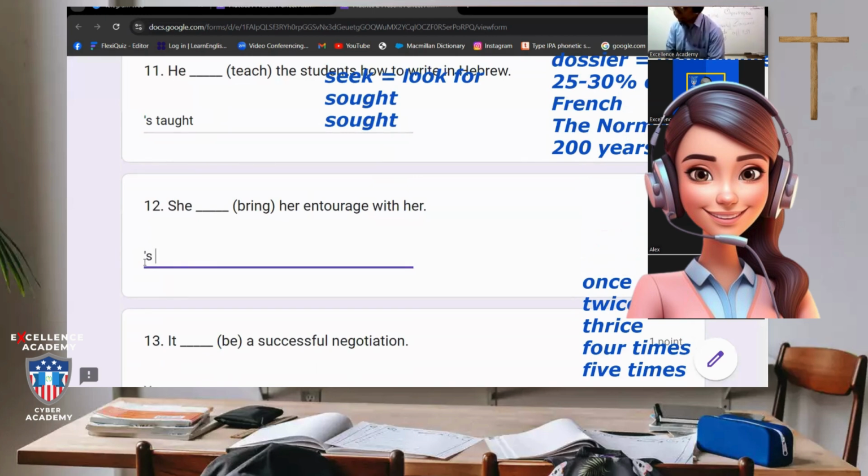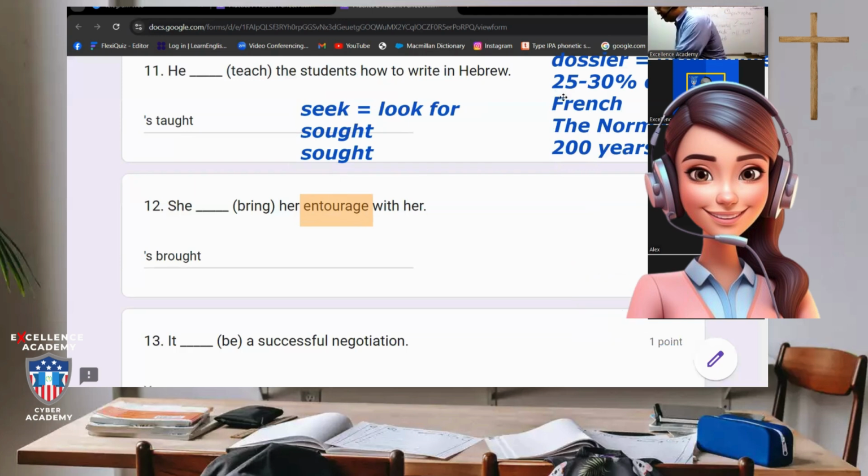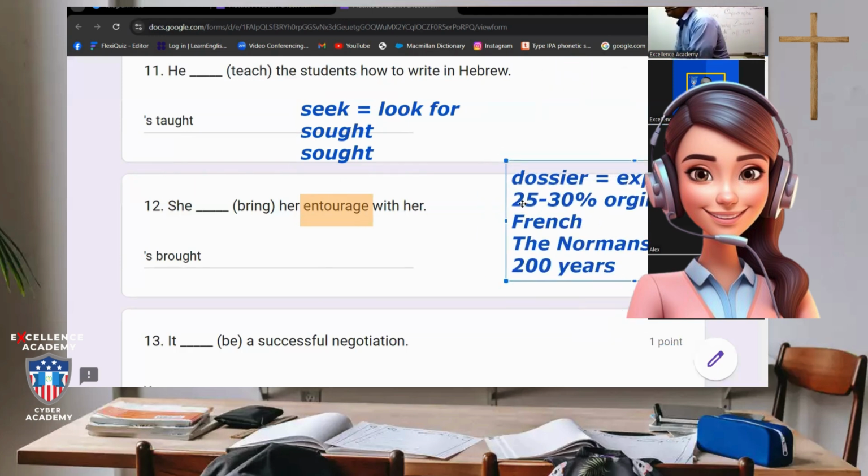She's what? Brought. Everybody? Brought. She's brought her entourage. This is a cool word. She's brought her entourage with her. Entourage. How do you say acompañantes? You say entourage. We're going to put it here with a French word.